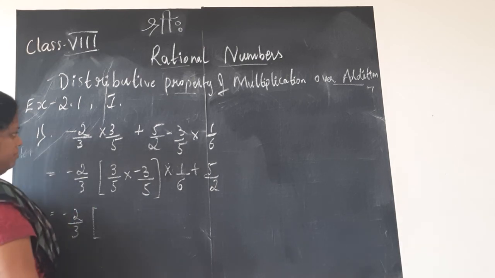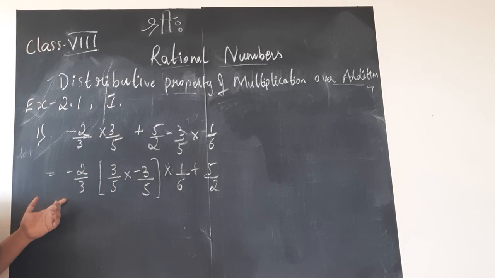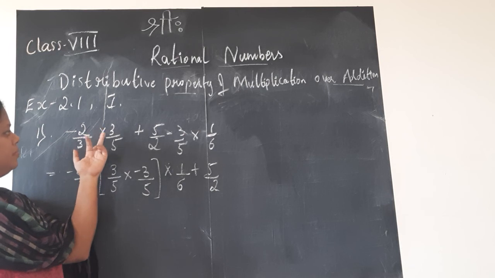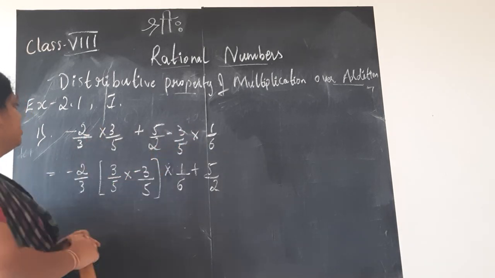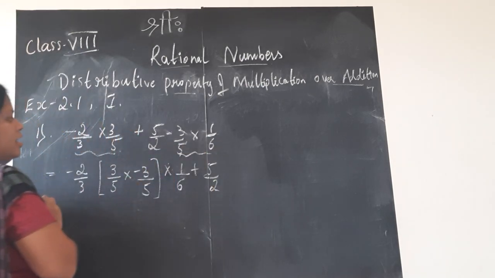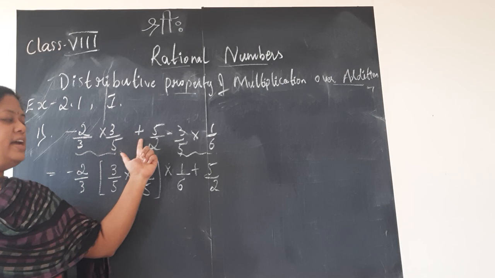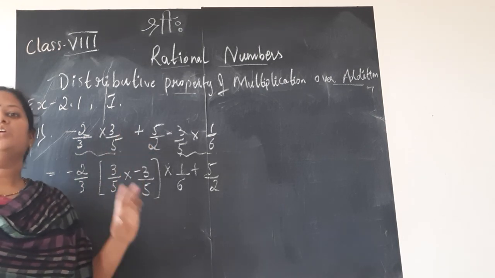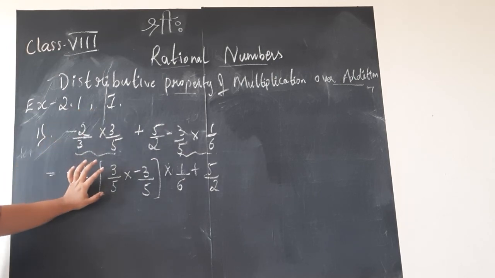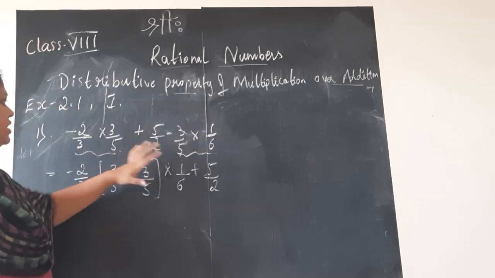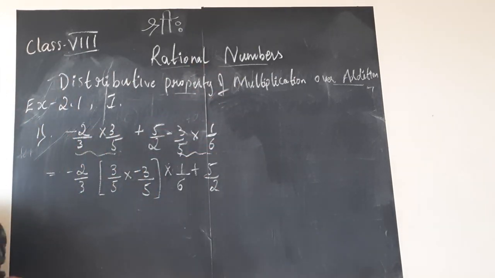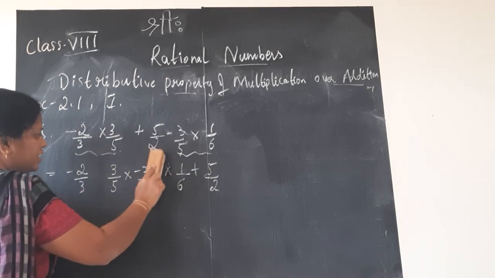So what we did here, children, is first term I am writing as it is. Here multiplication is there between this 3 by 5 and these two terms. See here, between these two terms and between these two terms there is a multiplication sign, whereas this plus 5 by 2 is stuck in between. So in the next step I am writing minus 2 by 3 into 3 by 5 minus 3 by 5 into 1 by 6. I am writing it together and sending this 5 by 2 to the end. That's all I did. Now, don't use the bracket if it is confusing for you.